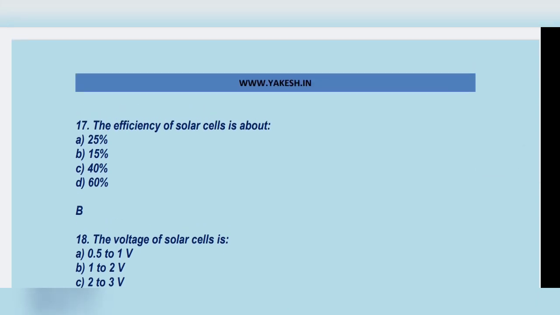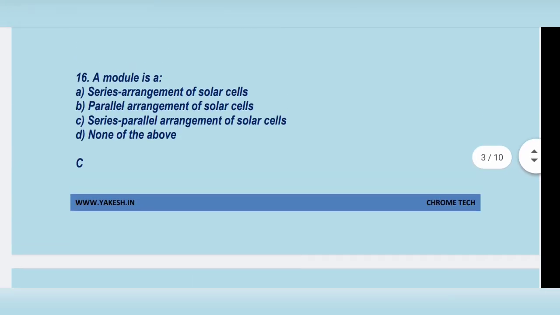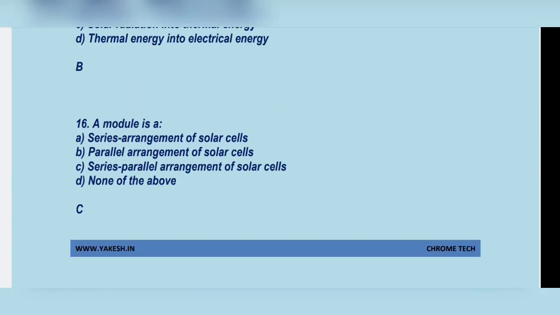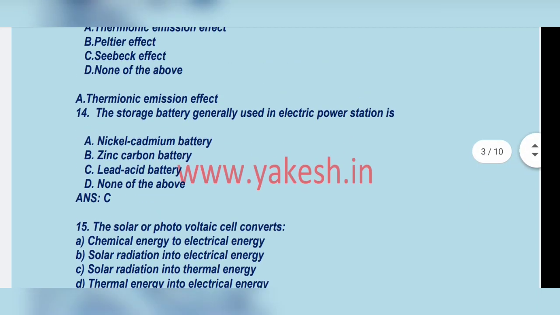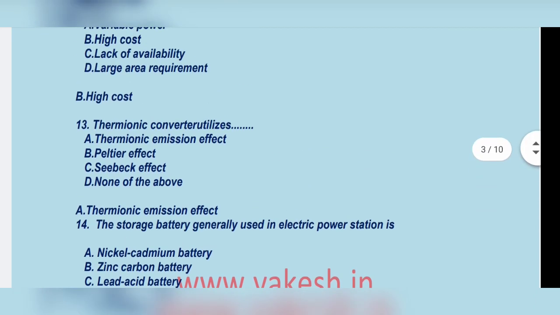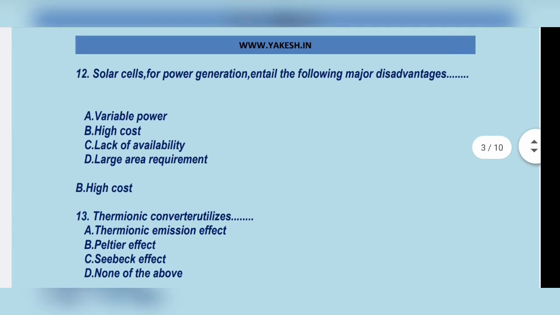The efficiency of solar cell is about option B, 15%. A module is a series to parallel arrangement of solar cells, option C. The solar or photovoltaic cell converts option B, solar radiation into electrical energy. The storage battery generally used in electric power station is option C. Thermionic converter utilizes option A, thermionic emission effect.